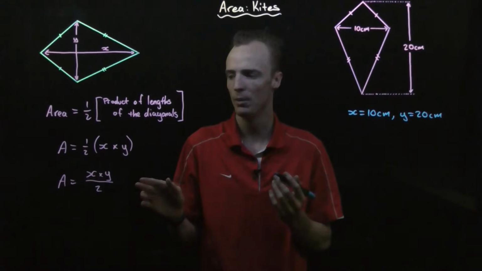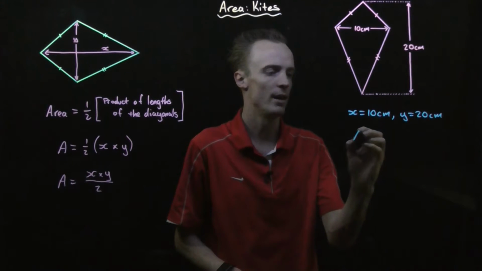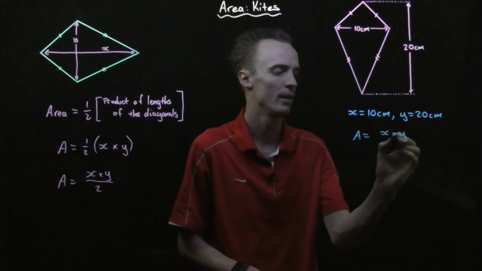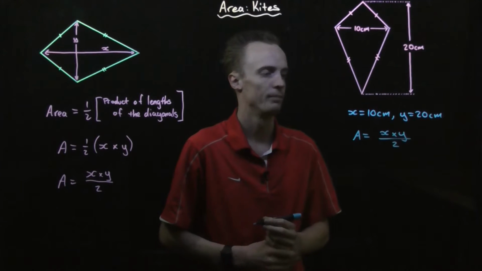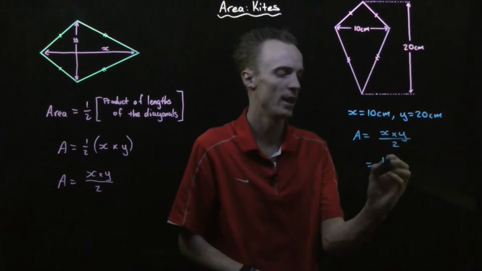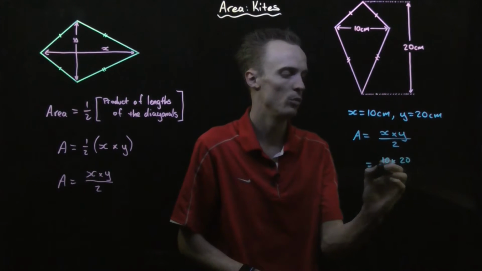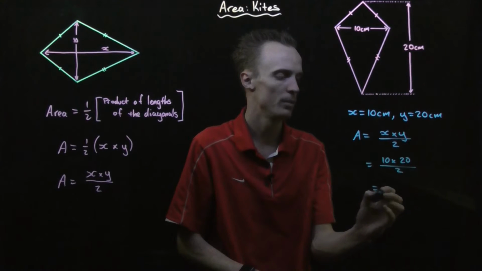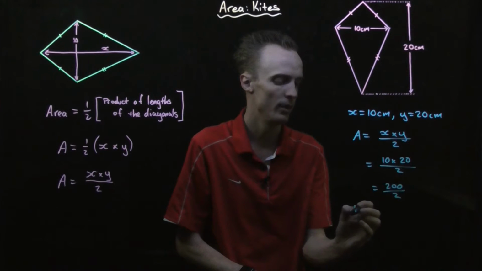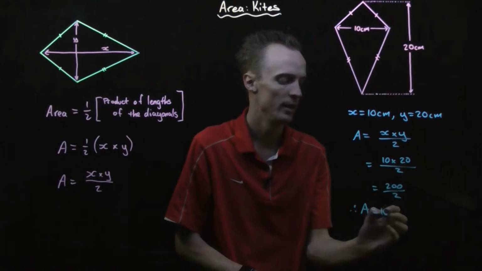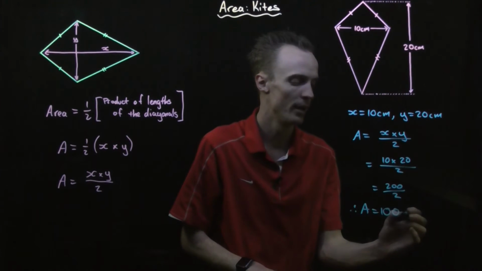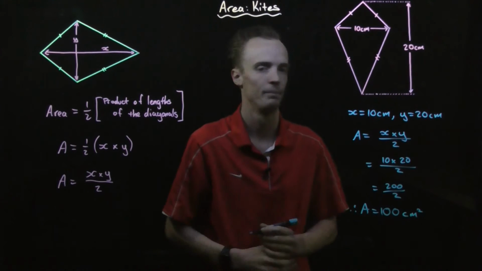So record the formula for finding the area of a kite. So our area equals the product of the diagonals, so x multiplied by y, all divided by 2. So now we substitute our information into the formula. So this is going to be equal to 10 multiplied by 20, all divided by 2. 10 multiplied by 20 is 200. Divided by 2. So therefore, the area of this kite that we've got here is equal to 100. And then we look at our units, they are in centimeters, so it's 100 square centimeters.